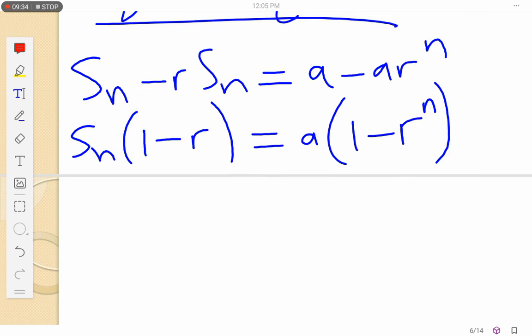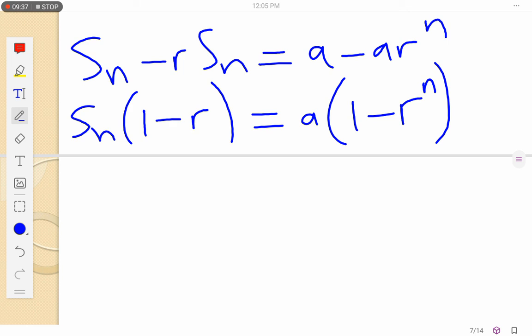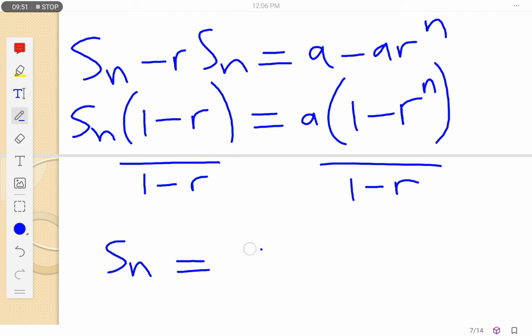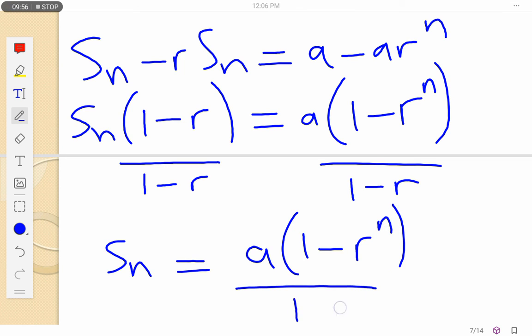So that's what we do. Otherwise, it's not that difficult. And dividing both sides by 1 minus R, we will get Sn as A times 1 minus R to the power of n over 1 minus R. That's the formula. That's the second one. So basically you just have to note the subtraction part there. Otherwise, that's how you derive these equations.